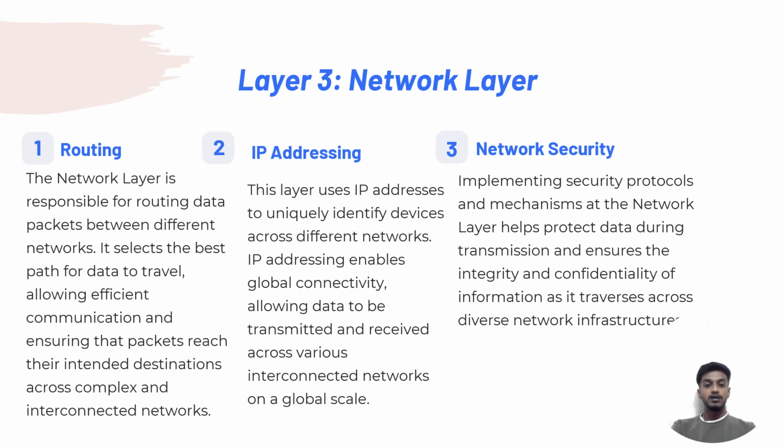IP addressing. This layer uses IP addresses to uniquely identify devices across different networks. IP addressing enables global connectivity, allowing data to be transmitted and received across various interconnected networks on a global scale. Network security. Implementing security protocols and mechanisms at the network layer helps protect data during transmission and ensures the integrity and confidentiality of information as it transfers across the diverse network infrastructure.